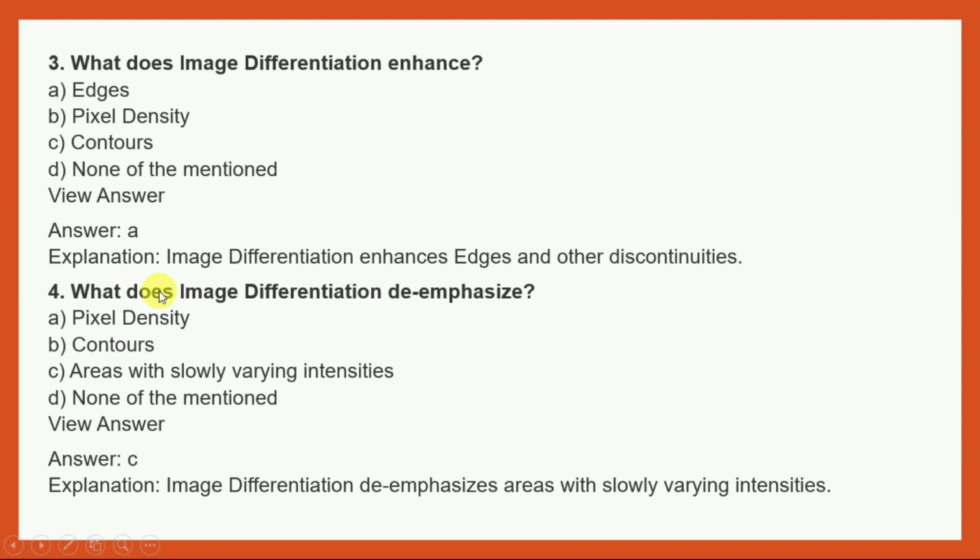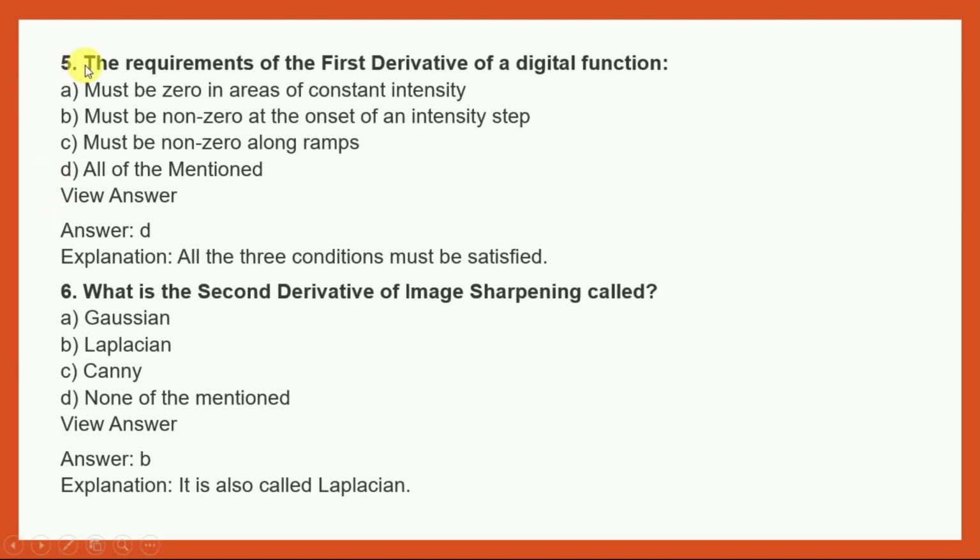The next question is, what does image differentiation de-emphasize? Basically the question is, what does image differentiation de-emphasize? If we see the answer, the answer is option C, that is areas with slowly varying intensities. The next question is the requirement of the first derivative of a digital function. Options are given here and we can see the answer is option D, that is all the mentioned.